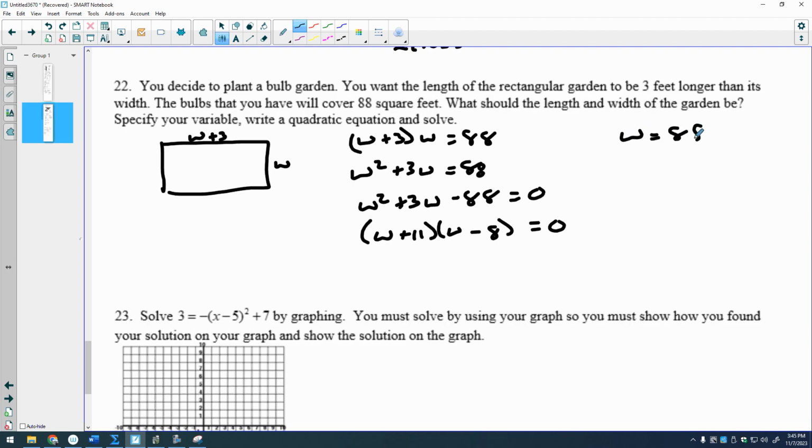So my width is 8 feet, and my length, not 88 feet, sorry. My width is 8 feet, and my length, remember the length was W plus 3, so my width is 8, so my length is 11, W plus 3. And we're done.